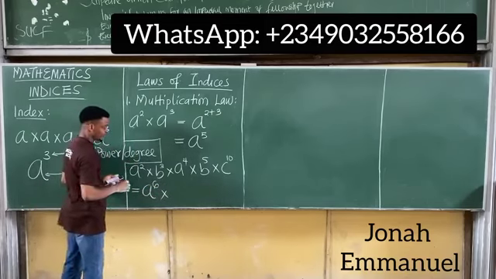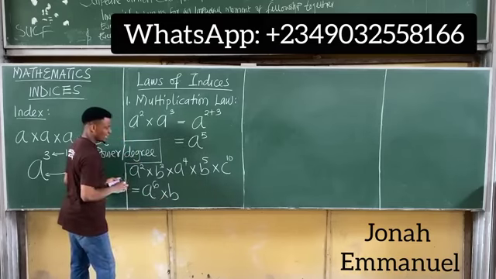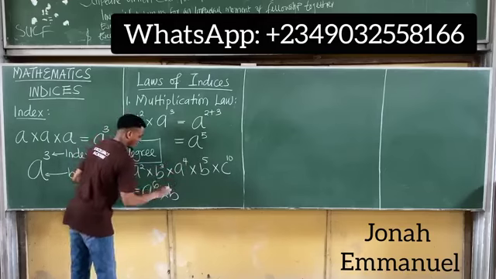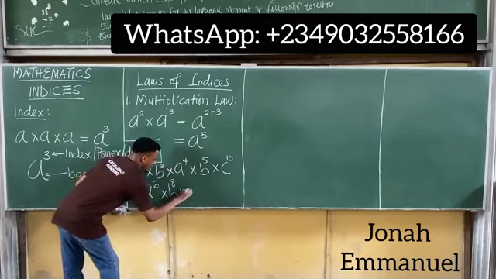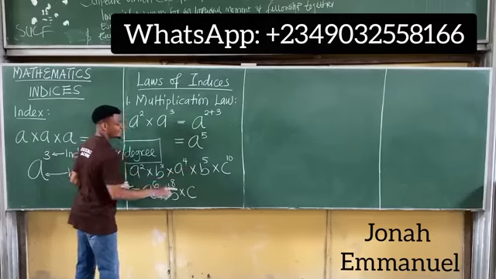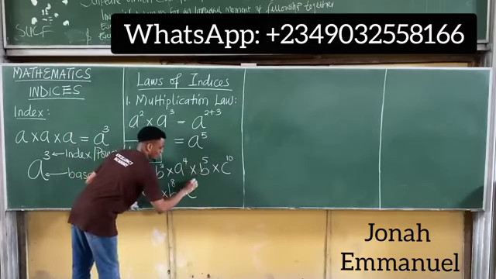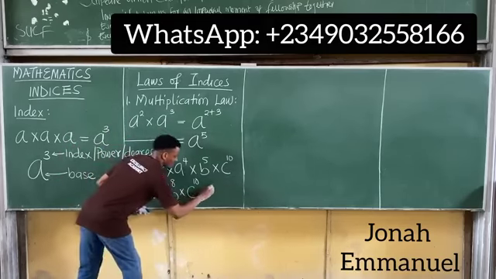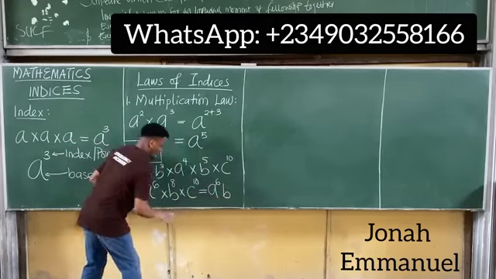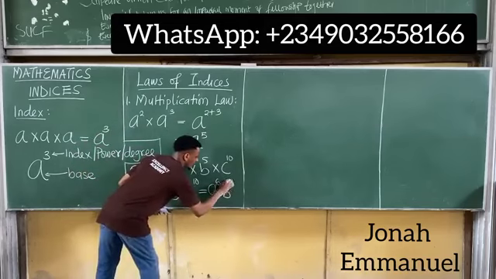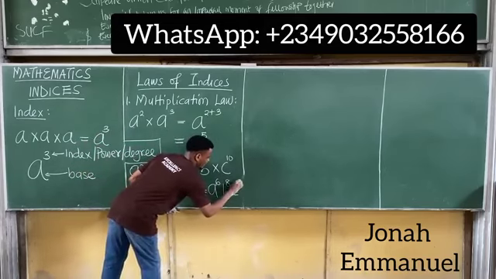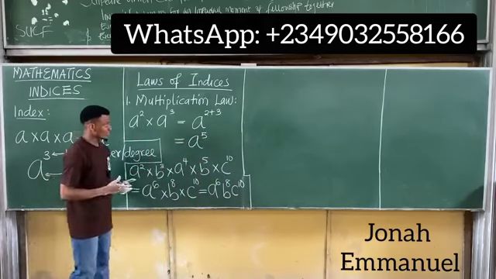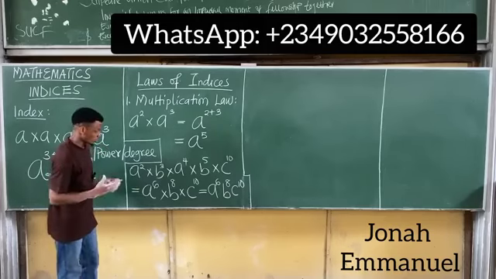Times, for B, I have B here. The power of B here is 3, and here is 5. So 3 plus 5 gives you 8. Times C. I have just one C term, which is C to the power 10. If I combine this, it will be equal to A to the power 6, B to the power 8, and C to the power 10. So this is my value using the multiplication law.